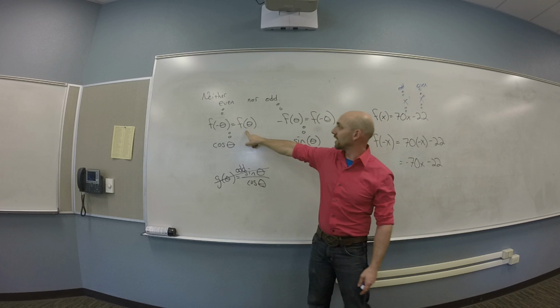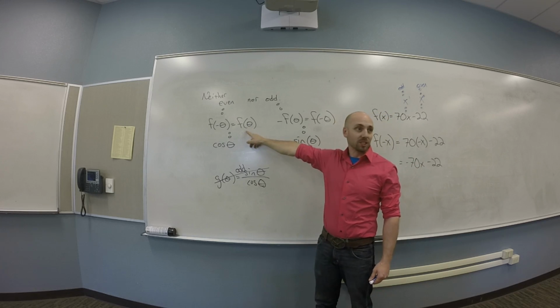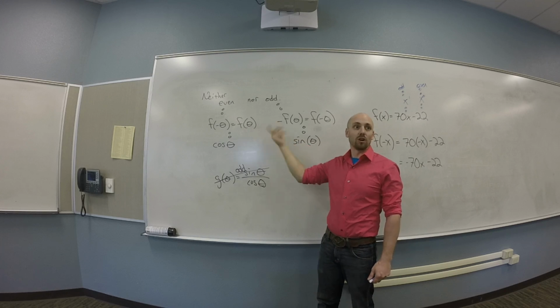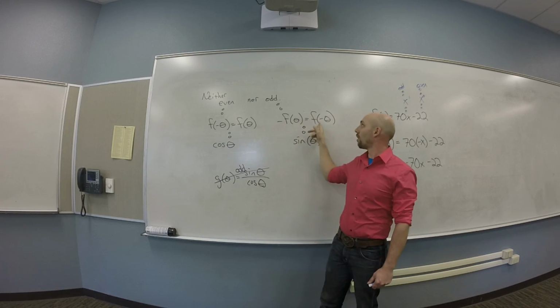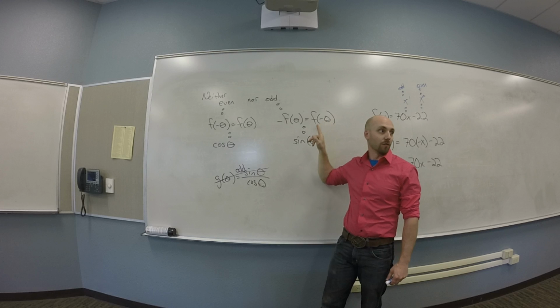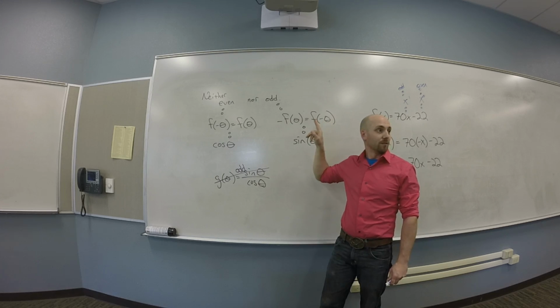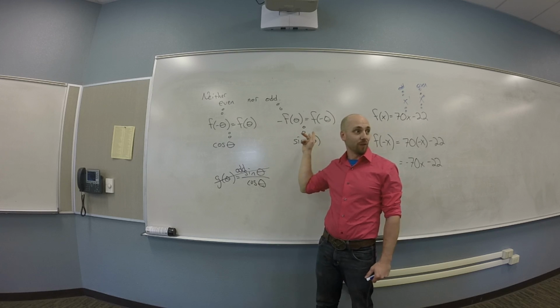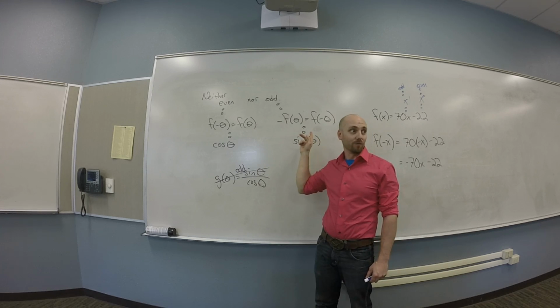Because this guy says a horizontal flip doesn't do anything. That's what it means to be even. The horizontal flip is the same function. And for odd, a horizontal flip is a vertical flip. So if a horizontal flip doesn't do anything but also is a vertical flip, that doesn't make weird sense. You guys with me on that?